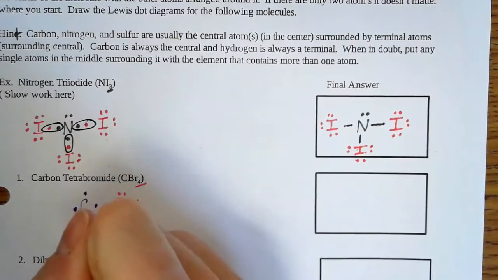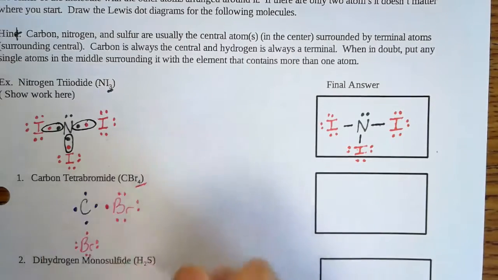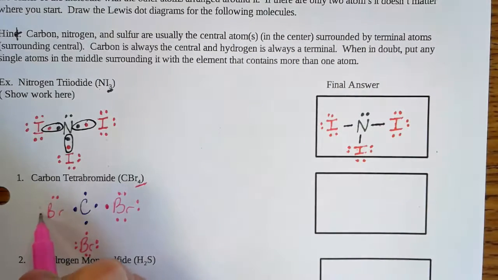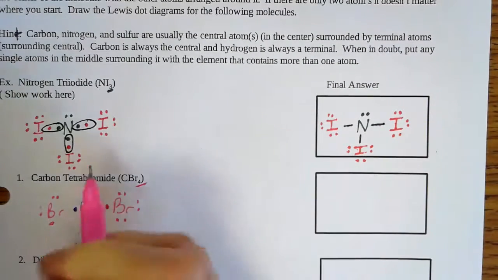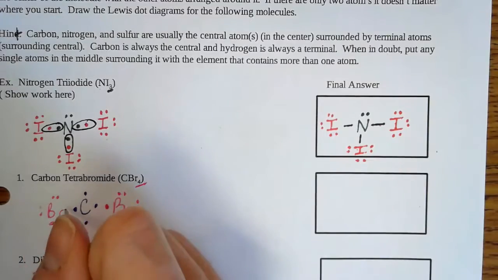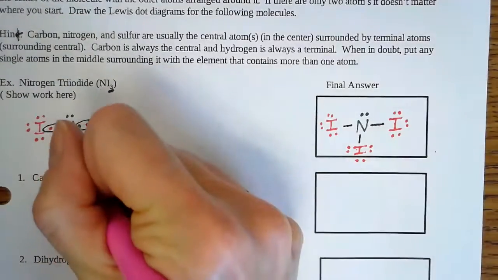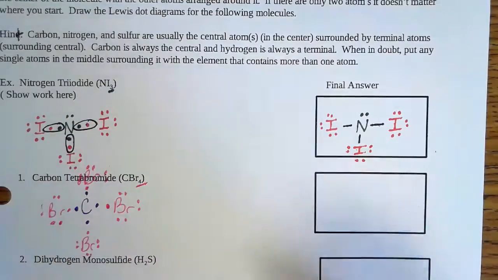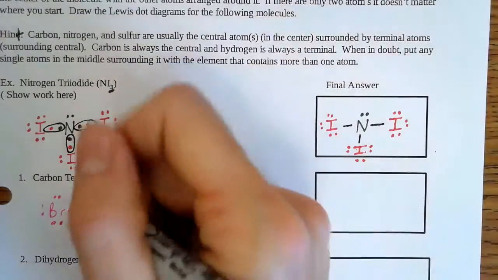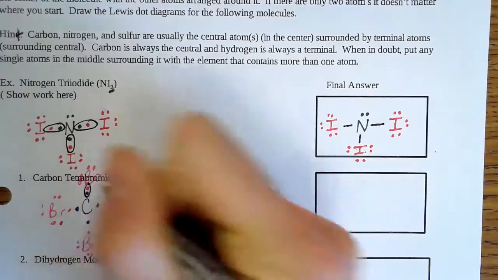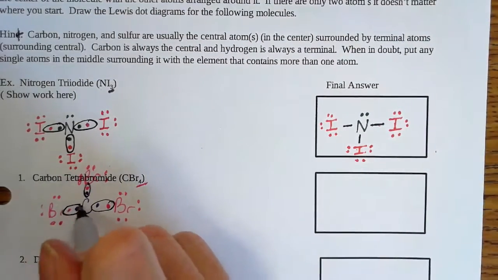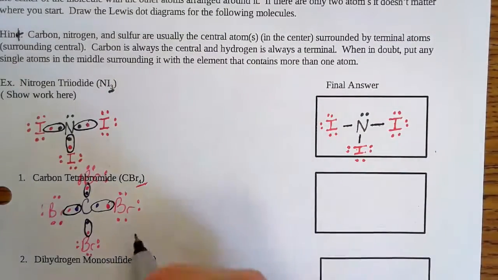So Br, 1, 2, 3, 4, 5, 6, and 7. 1, 2, 3, 4, 5, 6, and 7. I didn't leave much room over here. Talk about placement, but I've got it right there. Okay, so where that bond takes place, here's 1 bond, 2, 3, and 4.